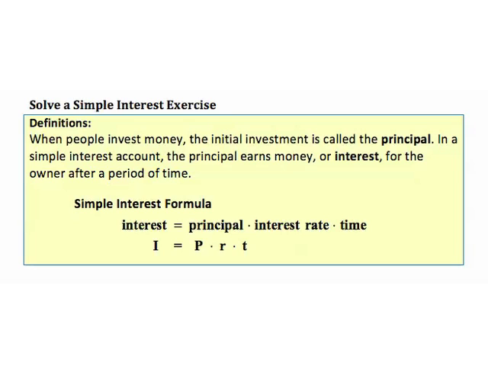In a simple interest account, the principal earns money or interest for the owner after a period of time. To calculate this interest that they earn, we use the simple interest formula. And you can take a look right here. This is how we calculate it. The interest that they earn is equal to the principal, remember, which is the initial investment, times the interest rate, times the amount of time that they have this money invested in the account. Now we abbreviate that. I equals P times R times T.